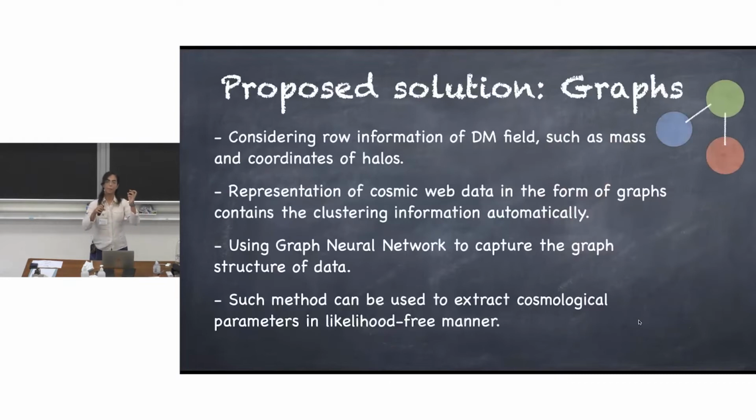The proposed solution can be graphs. So we can assume this field with the dark matter halos or galaxies as the nodes of a graph. And then we can consider raw information of the dark matter field, such as mass and coordinates, as features of these nodes. We can do a representation of the cosmic web in the form of a graph that automatically contains the clustering information that I was interested in. And then I feed this graph to a graph neural network that is built for this. Such a method can be used to extract cosmological parameters in a likelihood-free manner.